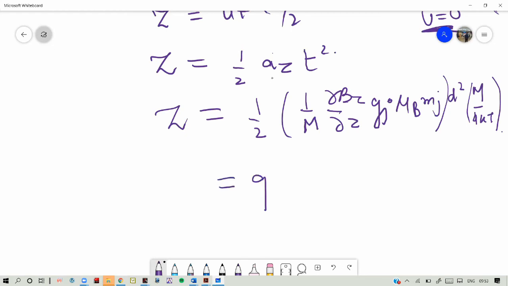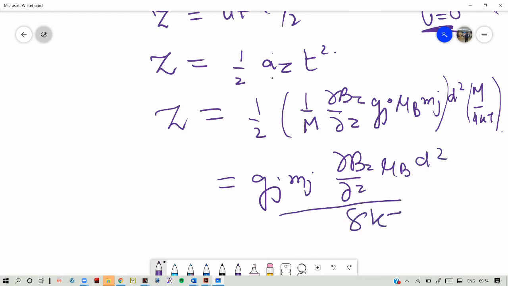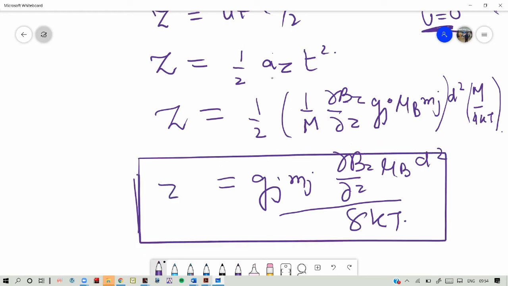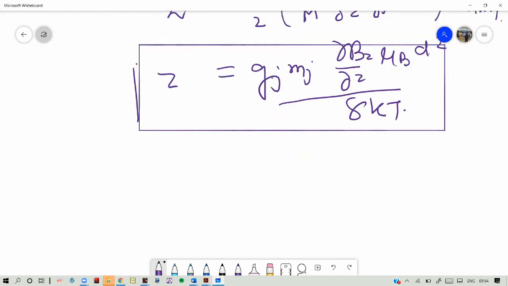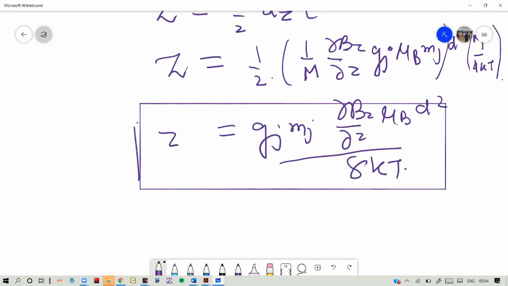So I can write it as gj mj. This is the total deflection under the influence of the external magnetic field, that is, a transverse force that is directly proportional to the gradient along the direction. This Bohr magneton, and there's a constant and this path. Other things here, and temperature, are all constants.